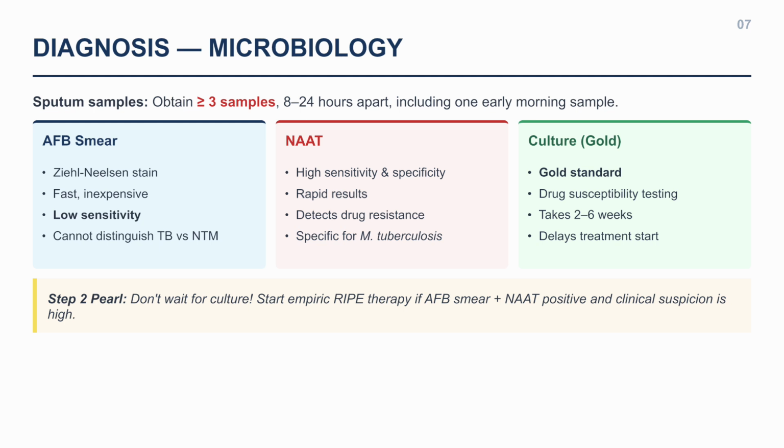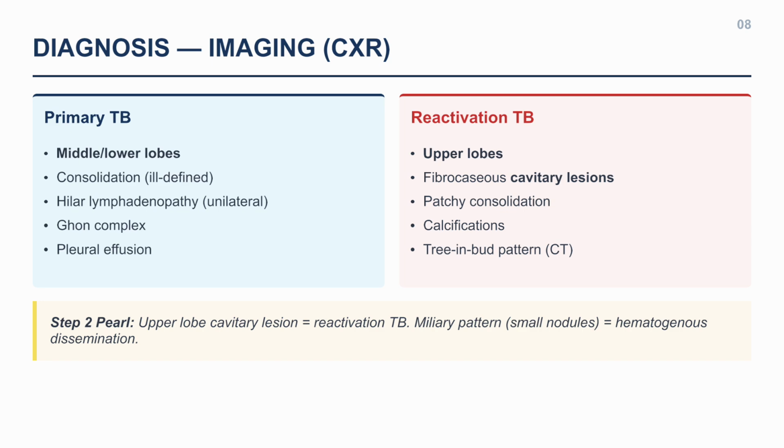Step 2 Pearl. Don't wait for cultures. If the AFB smear and NAAT are positive and clinical suspicion is high, start empiric RIPE therapy immediately. Chest imaging findings differ between primary and reactivation TB. Primary TB affects the middle or lower lobes. Classic findings include ill-defined consolidation, unilateral hilar lymphadenopathy, a Ghon complex, and sometimes pleural effusion. Reactivation TB affects the upper lobes, showing fibrocaseous cavitary lesions, patchy consolidation, and calcifications. On CT, reactivation TB may show a tree-in-bud pattern, which represents bronchial spread.